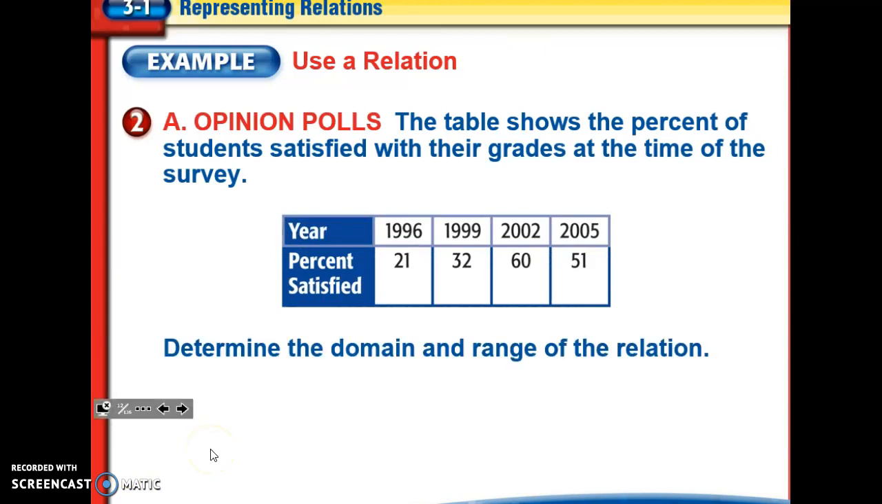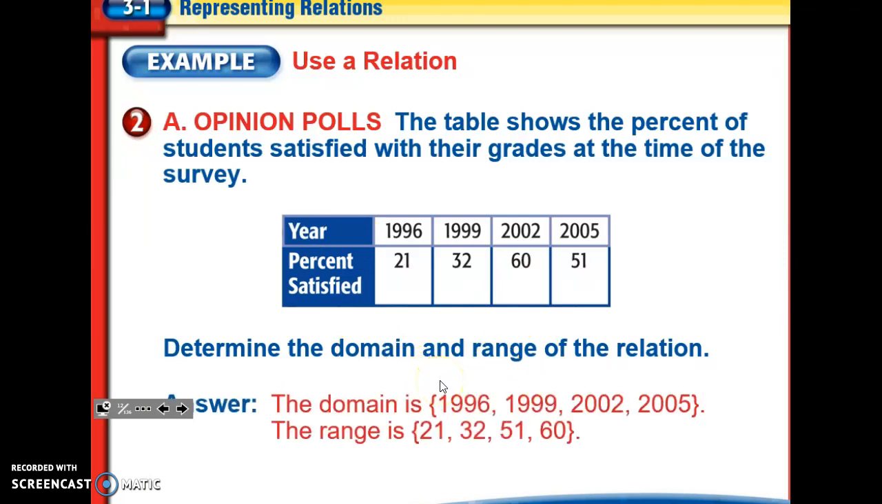Now we're going to look at a word problem. It says the table shows the percent of students satisfied with their grades at the time of the survey. When I look at this table, I always put x on top, y on the bottom. The domain is the year, and the range depends on the year. So our y value is on the bottom. X is always your independent variable. Y is always your dependent. So if I'm going to determine the domain and the range, I would list this. The domain is 1996, 1999, 2002, and so on. And the range is the percent that was satisfied.